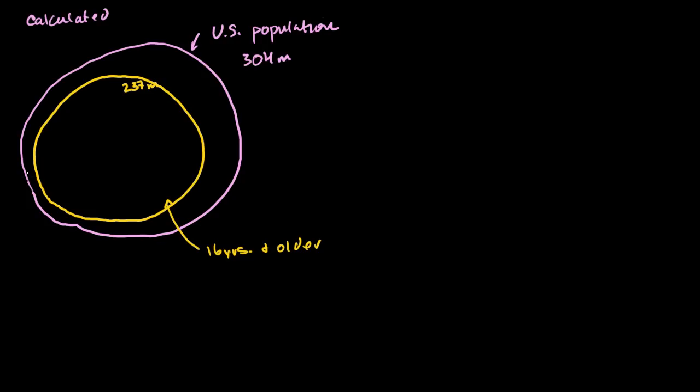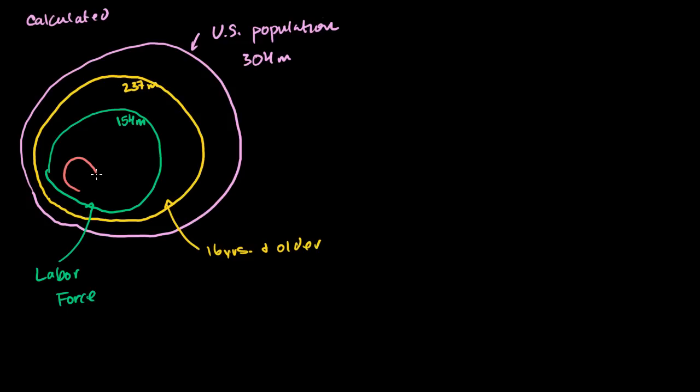I'll do the labor force in green. So that right there in green is the labor force. And as of November, if those numbers I just saw were right, it's 154 million people. And then there's a subset of the labor force that the Bureau of Labor Statistics considers unemployed. I'll do it in orange. The latest numbers are about 15 million unemployed.